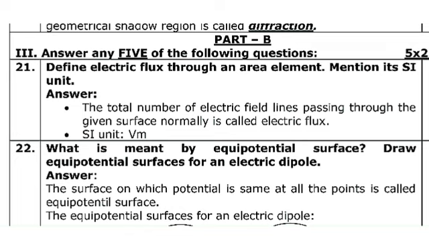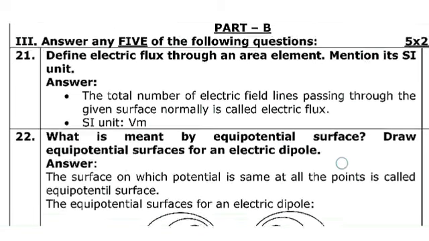Question number 21. Define electric flux through an area element and mention its SI unit. You know that the total number of electric field lines passing through the given surface normally is called as electric flux. Electric flux means number of electric field lines passing through the given surface. Then SI unit of electric flux is voltmeter.